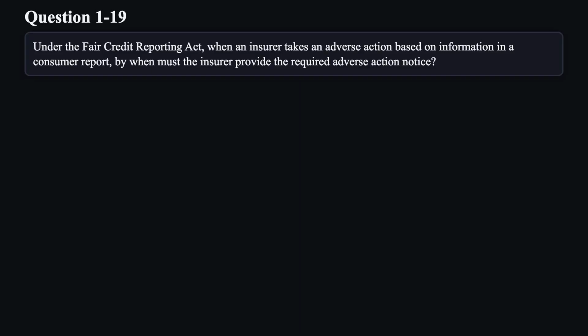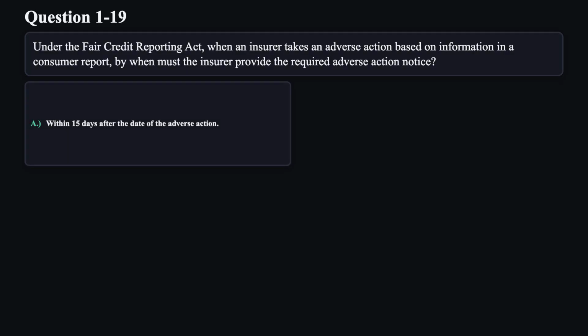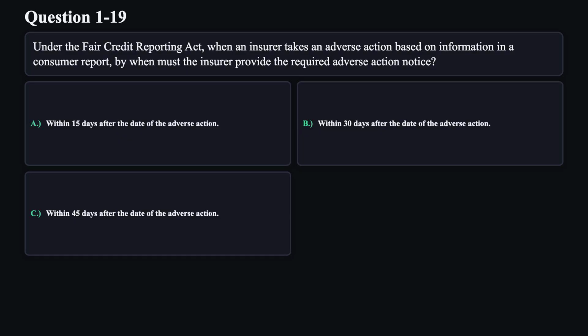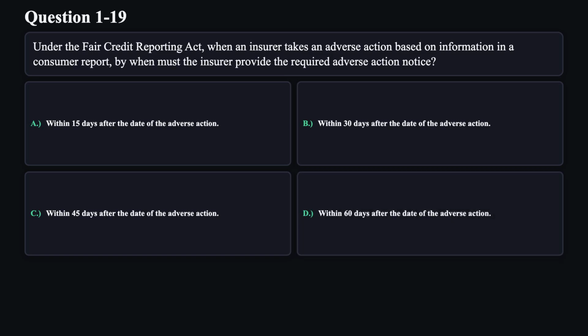Question 19. Under the Fair Credit Reporting Act, when an insurer takes an adverse action based on information in a consumer report, by when must the insurer provide the required adverse action notice? A. Within 15 days after the date of the adverse action. B. Within 30 days after the date of the adverse action. C. Within 45 days after the date of the adverse action. D. Within 60 days after the date of the adverse action.